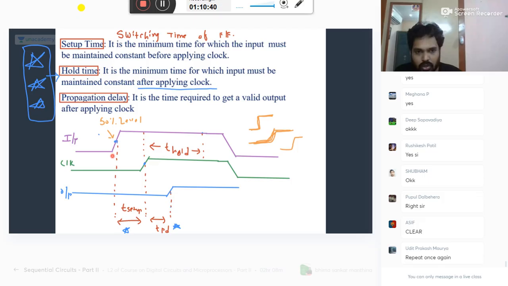You should not take it from here to here. In this case, both are changing from 0 to 1. Suppose one is changing from 0 to 1 and one is changing from 1 to 0, it will not give you proper analysis.